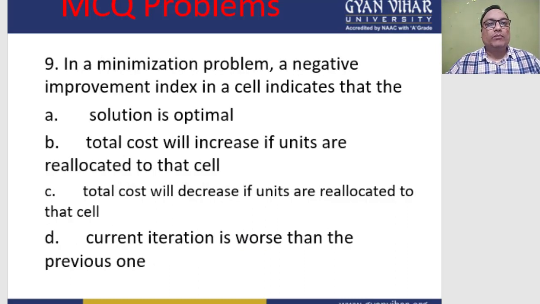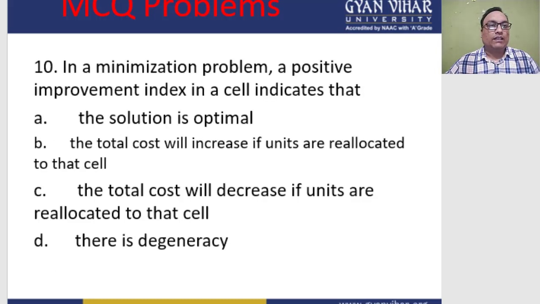In the minimization problem, a negative improvement index in a cell indicates that the solution is optimal, total cost will increase if units are relocated to that cell, and total cost will decrease if units are relocated to that cell, and current iteration is better than the previous one. So the correct answer is C. Total cost will decrease if units are relocated to that cell. And then move to question number 10.